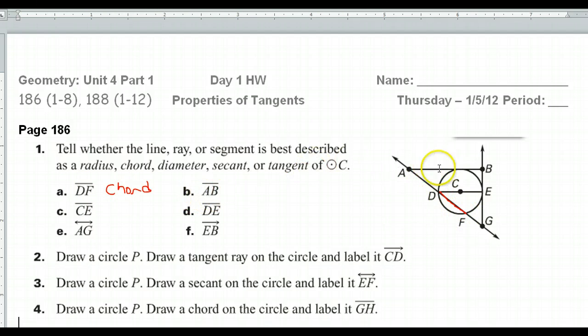B, so let's see, AB. AB is a tangent. Segment CE, where is that thing? Segment CE, that's this guy right here. That is clearly a radius. Segment DE, clean this up a little bit. Segment DE is right here. That is a diameter.